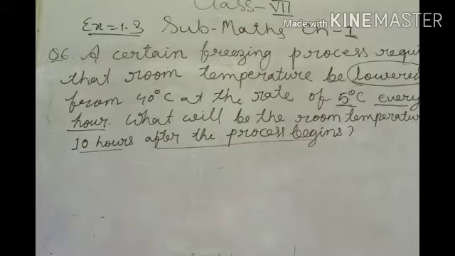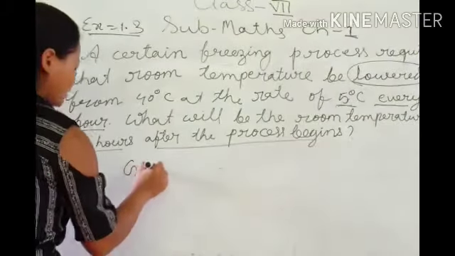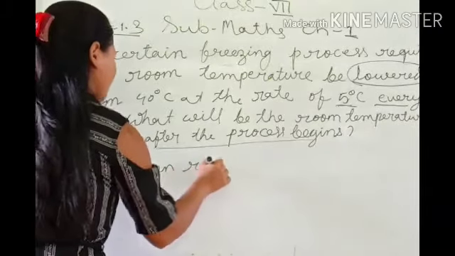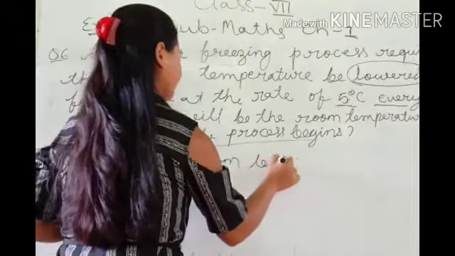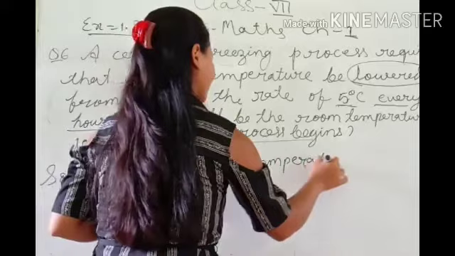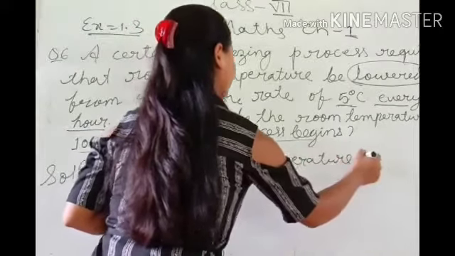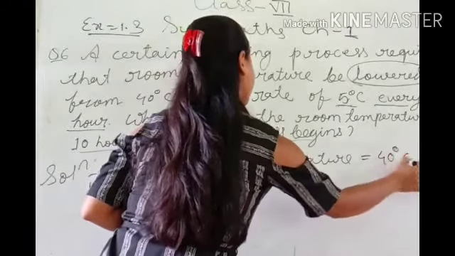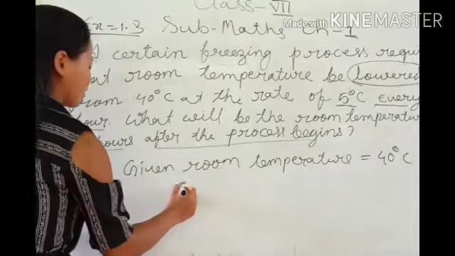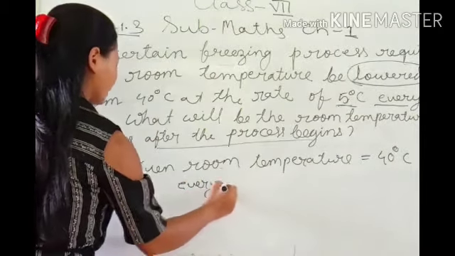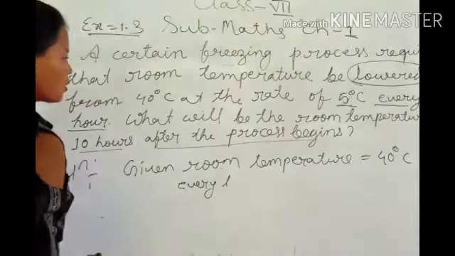So when the process begins, from that onwards, after 10 hours, what will be the temperature? So every hour it decreases by how much? 5 degrees Celsius. So what was the room temperature given? Given room temperature is how much? 40 degrees Celsius. Now every hour, how much will it be lower?